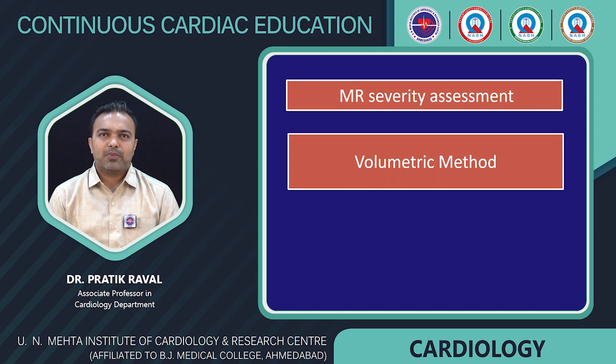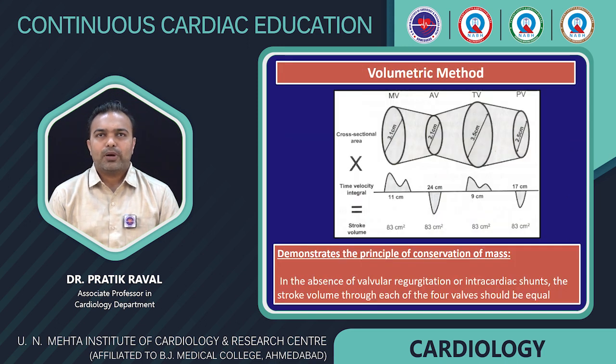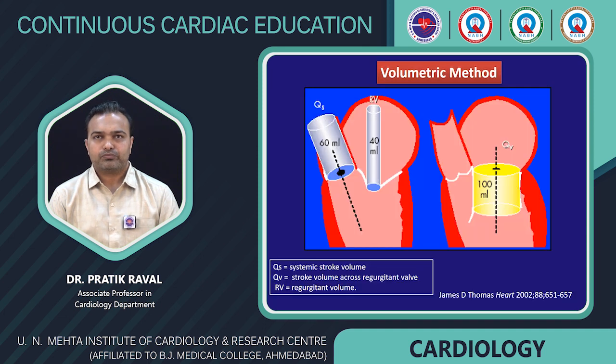So apart from the PISA method, there are other volumetric measurements. The volumetric method is based on the principle of conservation of mass, and according to this principle, in the absence of valvular regurgitation or intracardiac shunts, the stroke volume through each of the valves should be equal. So accordingly, if forward flow is 60 ml and regurgitant flow is 40 ml, then the transmitral flow should be 100 ml.